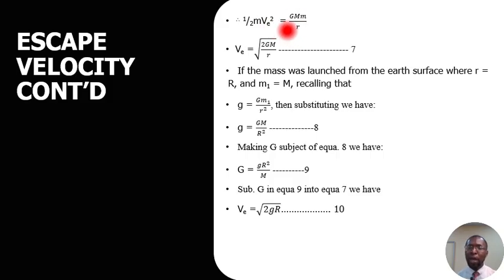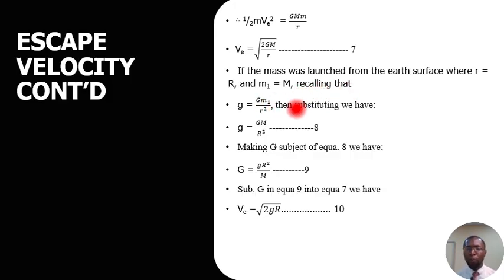Now, if you make ve the subject of the formula in this equation, you'll have escape velocity to be the square root of 2 capital G capital M over R. This is another key equation. Now, we still want to obtain another equation for escape velocity, aside from this one we just obtained. We are going to assume that our r, which is the distance between the two objects, is capital R, which represents the radius of the Earth, and our m1, we're going to replace it with capital M, which represents the mass of the Earth.